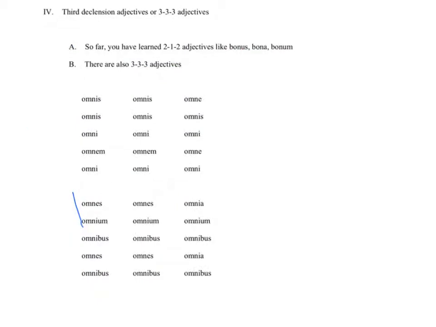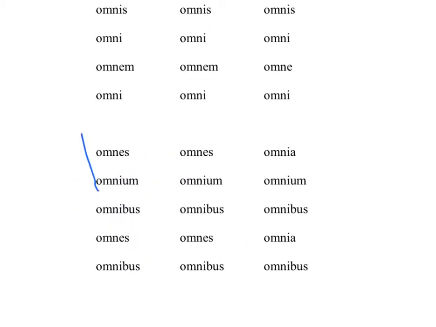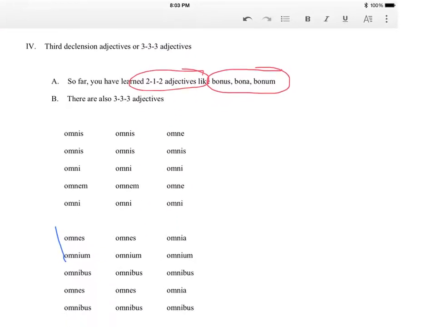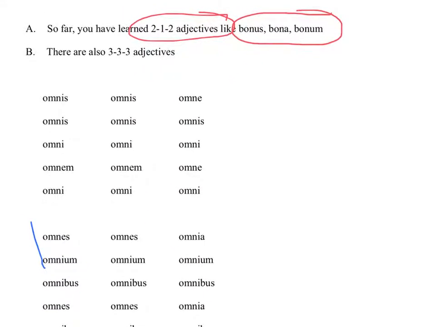Just as important, arguably more important and more difficult, is the fact that there is another kind of adjective. So far, all the adjectives you've learned have been 2-1-2 adjectives that look like this: bonus, bona, bonum. That's a pretty easy pattern. You've seen it 100 times before. That's what the fourth principal part looks like. It's not too tricky. Sorry for all the strange movement making you seasick.